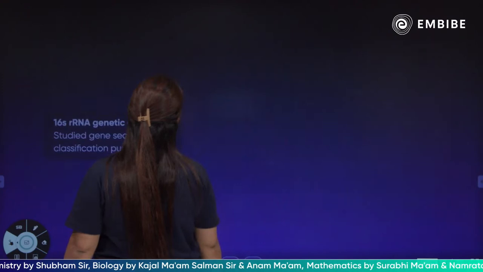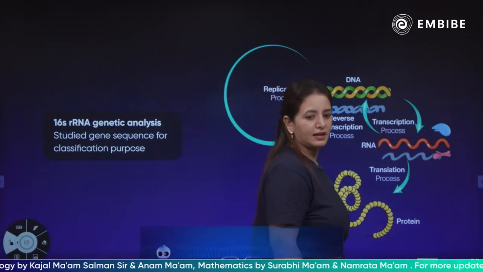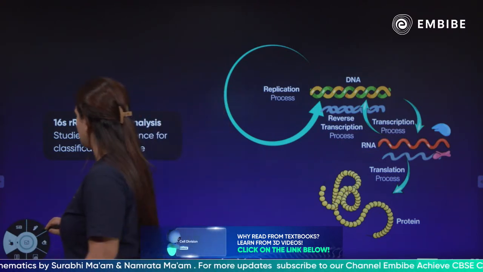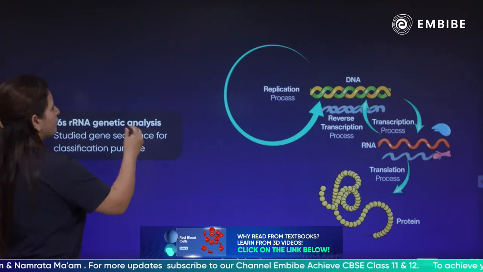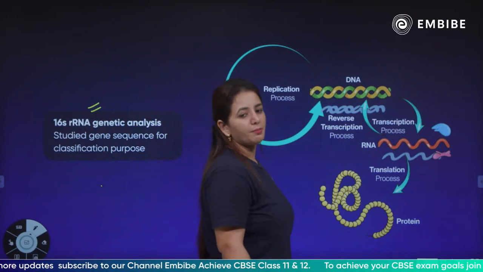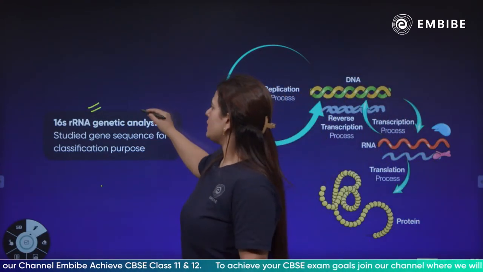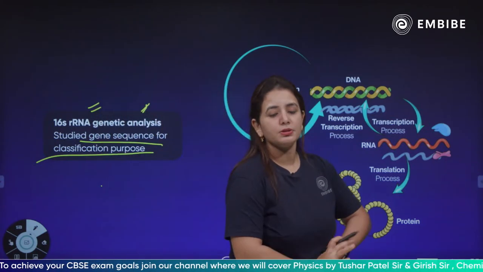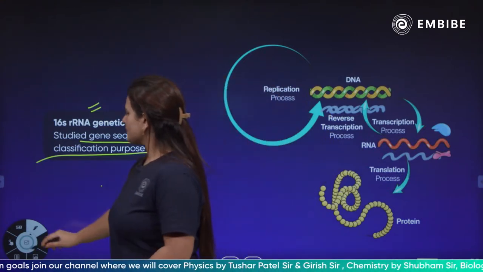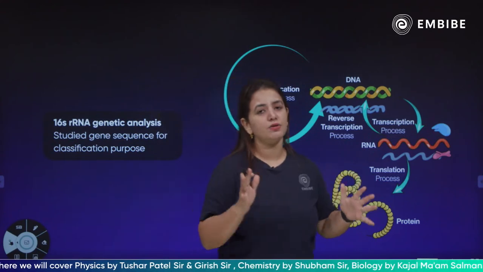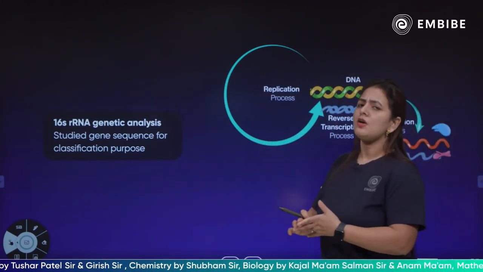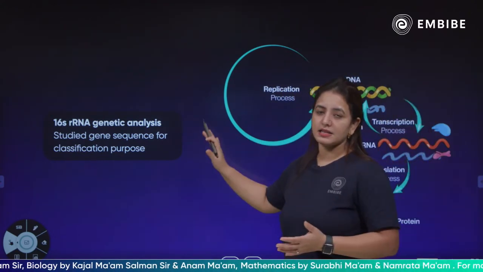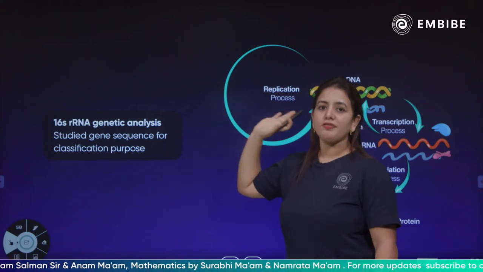So next, also when we talk about the 16S rRNA, the 16S rRNA genetic analysis studied gene sequence for the classification purpose. So it might be in the future that on the basis of the extant genetic makeup, a classification might come into existence, that this 16S rRNA, which is a genetic analysis, has been done and studied gene sequence for the classification purpose. So on the basis of their genetic makeup, the classification can also be done in the future. Okay, so children, this is about the classification, why it was necessary, why the five kingdom classification is so widely accepted, what were the drawbacks of five kingdom classification, how in future the six kingdom classification also came into the limelight, and yes, the 16S rRNA, the genetic makeup might be the future of the taxonomy.